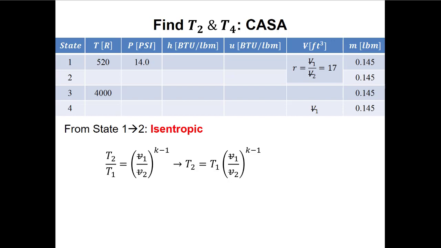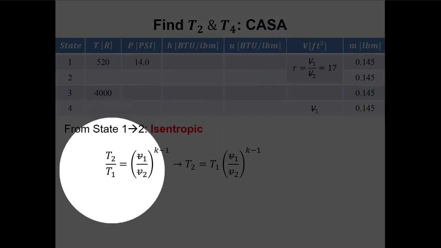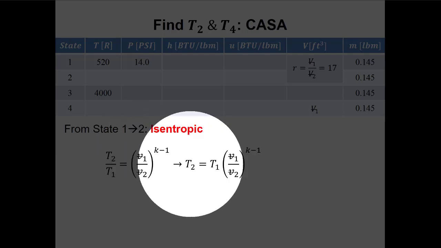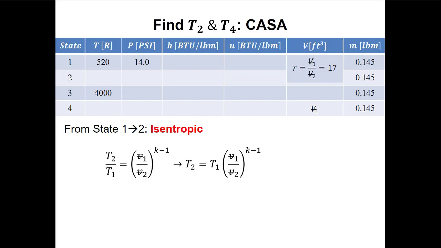So as I move from state 1 to state 2, this is my compression process. Because this is adiabatic and ideal, it's going to be an isentropic process. Because I'm using constant specific heat, I'll look for an equation that has K in the exponent and gives me the ratio of temperatures as a function of the ratio of the volumes. I can isolate for T2, which is the temperature that I don't know. And I already know V1 divided by V2 because I'm told the compression ratio here.